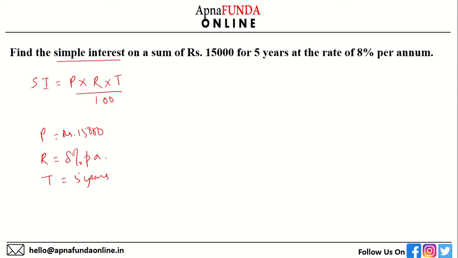All the things are given, we just need to calculate. Let's solve this. So this is equal to 15,000 into 8 into 5 divided by 100. Correct? You solve this and you will get 6,000. So the simple interest on the sum of 15,000 for 5 years at the rate of 8% per annum is 6,000. This is a very basic, simple question. I'm sure you must have solved it. I'm sure you are aware of the formula. Let's go to the next question.